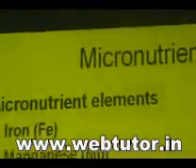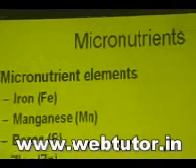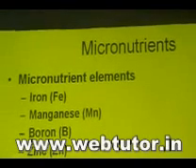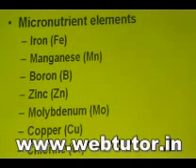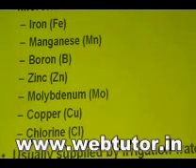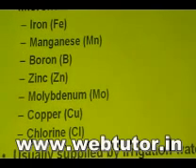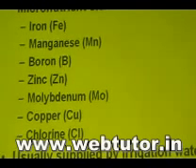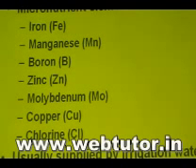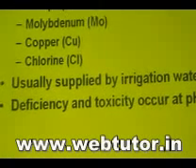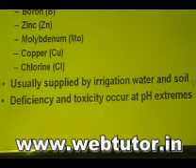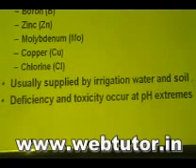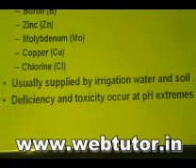Okay. Now, coming to micronutrients, those which are not required for survival of the plant, but are required in less quantities. Your micronutrient elements are iron, manganese, boron, zinc, molybdenum, copper, chlorine. Now these are usually supplied in small amounts. They are mixed with water, which is used for irrigation, because, required in very small quantities, the plant can take them up on its own.